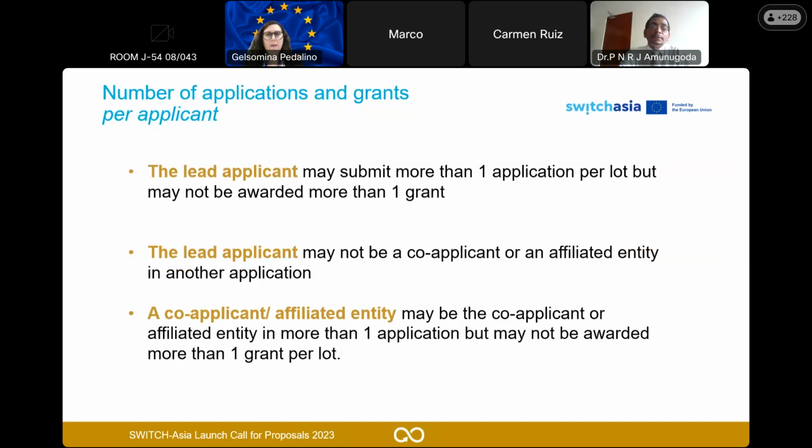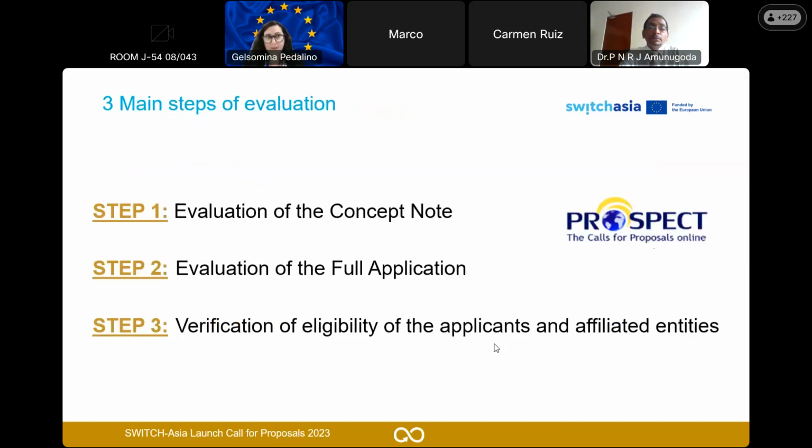As you know, the lead applicant may submit more than one application, but not be awarded more than one grant. The lead applicant may not be a co-applicant or an affiliated entity in another application. A co-applicant or affiliated entity may be a co-applicant or affiliated in more than one application, but also in this case, they cannot be awarded more than one grant per lot.